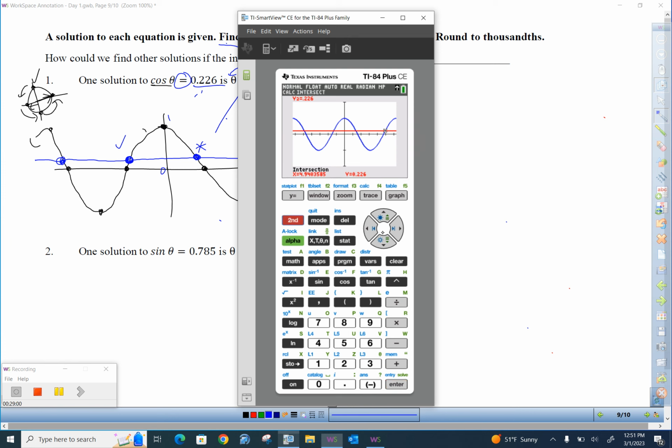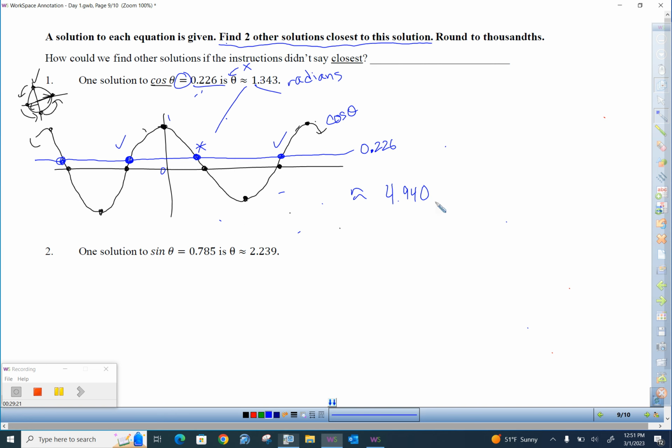Then we're going to do that on the other side. So do second, trace, intersection again. And if you go up, you can travel along your curve faster. That way you don't have to go on the sine or the cosine wave. You can just go on the line. And we're getting on top of this one. And then enter, enter, enter. And this one I hope looks familiar to you. It's the same angle but negative, because we know that the opposites theorem tells us that cosine of an angle and cosine of its negative angle, or of its opposite, are exactly the same. In this case, they're exactly that 0.226. So those are the theta values that solve it.